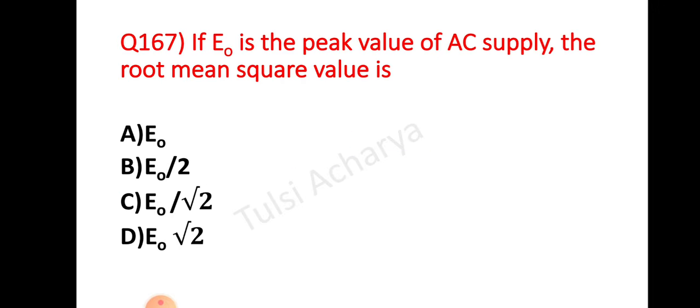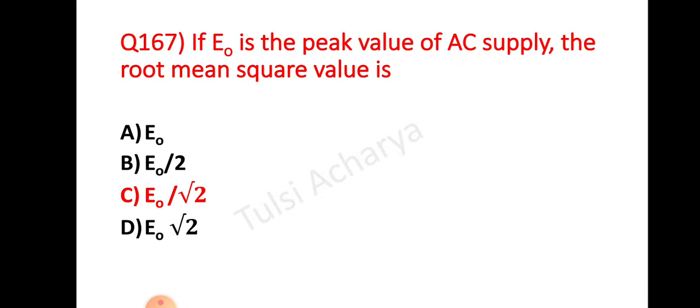Now let's move to 167. If E0 is the peak value of AC supply, the root mean square value is E0 divided by root under 2. That is option choice C.